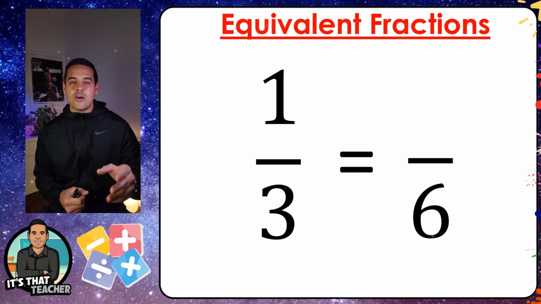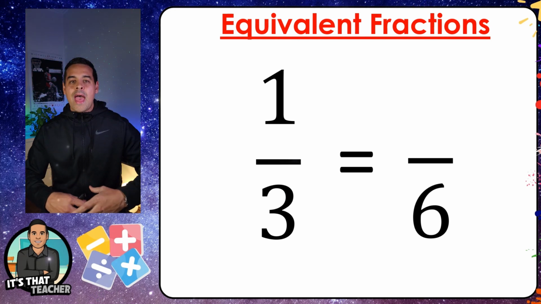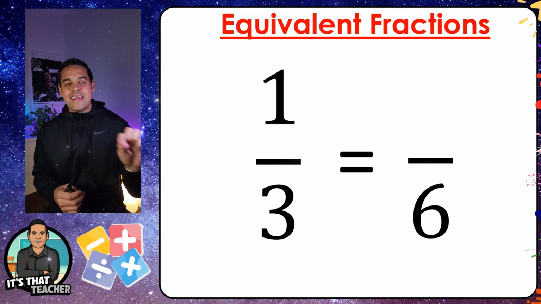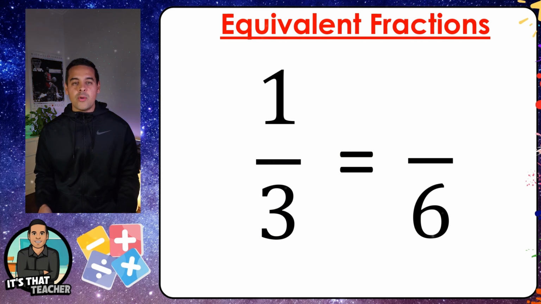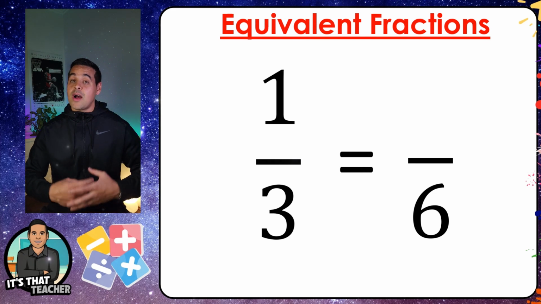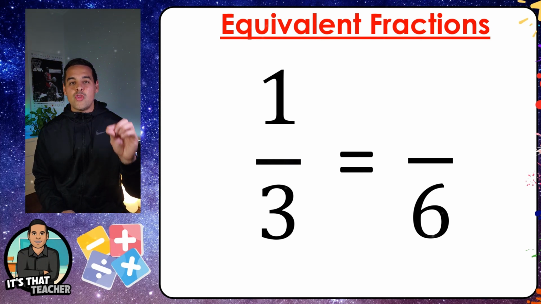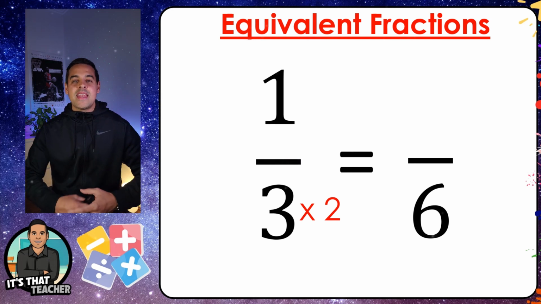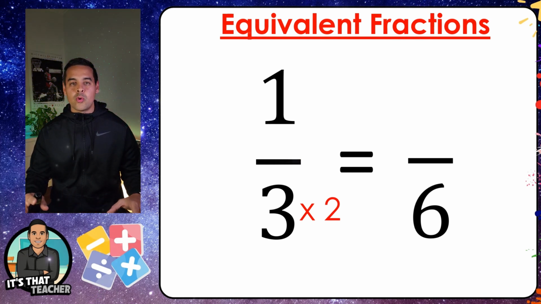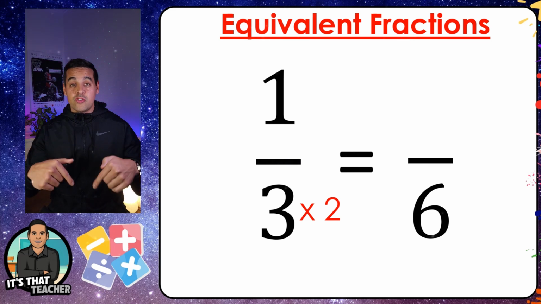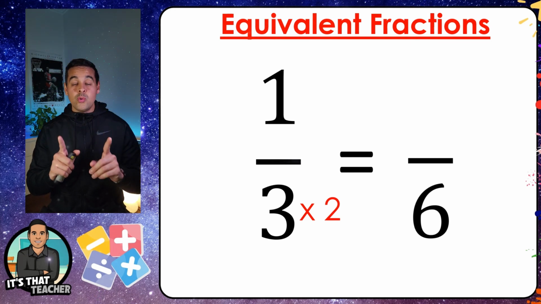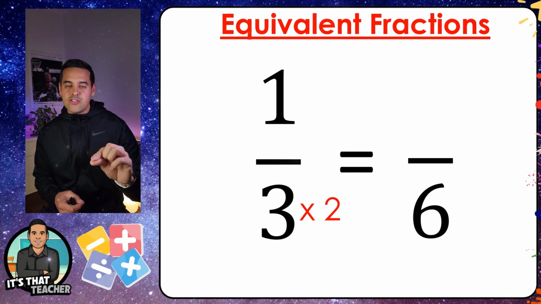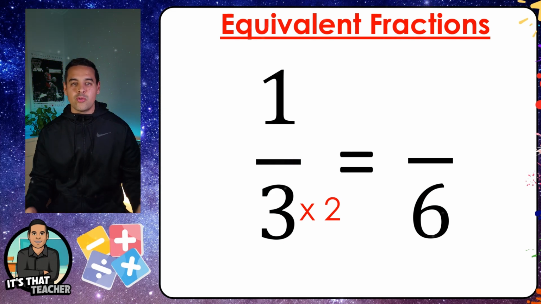So you need to think to yourself, what has happened? How much have you multiplied that 3 by to get 6? So if you know your 3 times tables, which I'm sure you do if you've come this far, you would know that 3 times 2 equals 6. Now with fractions, this is the golden rule. Whatever you do to the denominator, you have to do to the numerator, and vice versa. So whatever you do to one fraction, you have to do to the other. That's the golden rule of fractions.